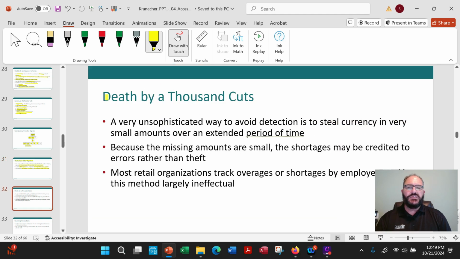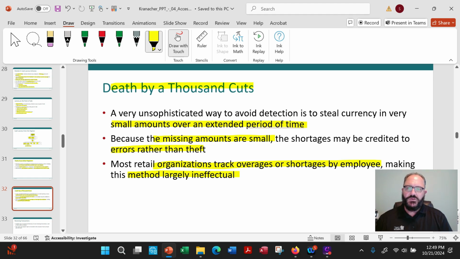So here, death by 1,000 cuts. What are they talking about? Stealing small amounts over an extended period of time. $10, $50, $100. Because they're small, people think they're errors. Okay? All right? But again, most organizations track it by employee, so largely ineffectual. What they're saying is nowadays they track what happens with each employee to the extent that the employee can't get away with it as much. Okay?